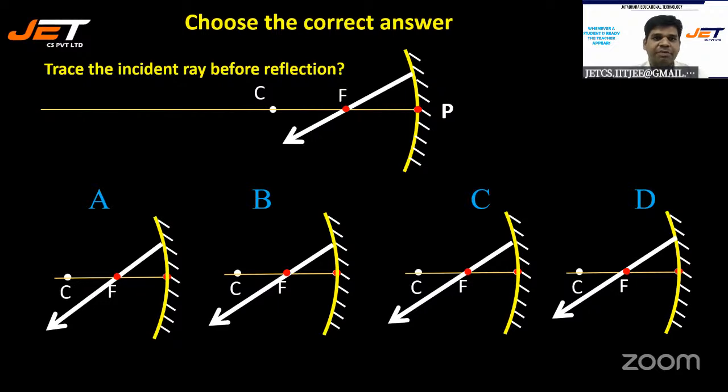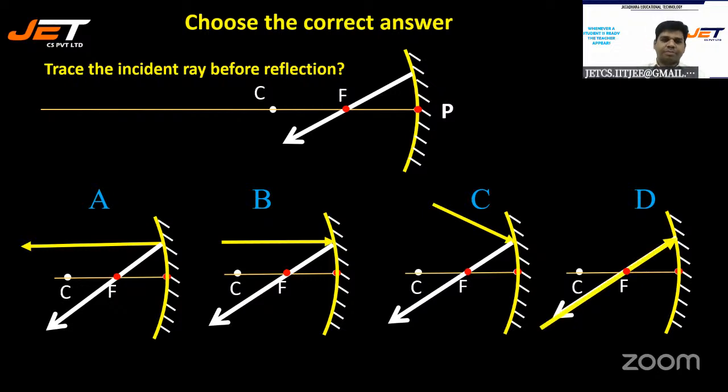Trace the incident ray before reflection. Here you're seeing a reflected ray. What will the incident ray be like? It's passing through focus. So what will the incident ray be like? As in A, B, C, or D. Trace the incident ray before reflection. The reflected ray is given, you have to tell the incident ray.